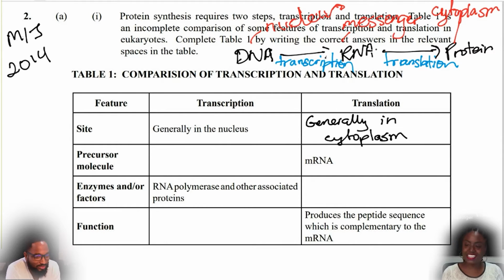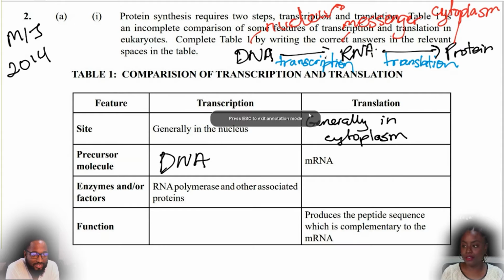Okay. So the next feature they ask us to compare is the precursor molecule, right? For transcription, remember transcription happens when DNA is transcribed into RNA. So the precursor molecule is the one that comes before the arrow, which would be DNA, because DNA is what is transcribed into RNA. So the precursor molecule is going to be DNA.